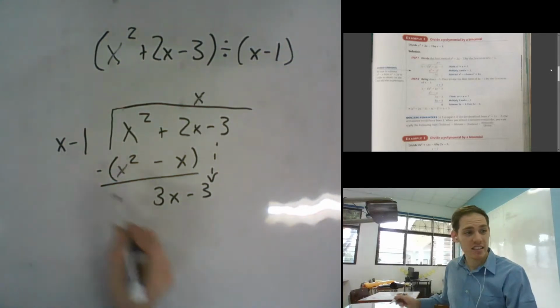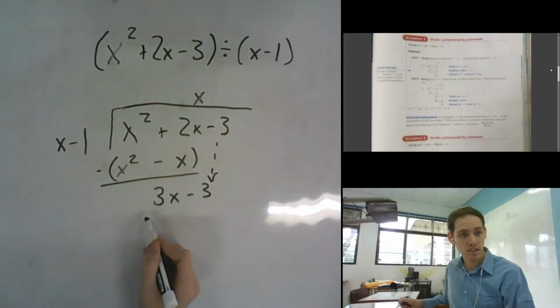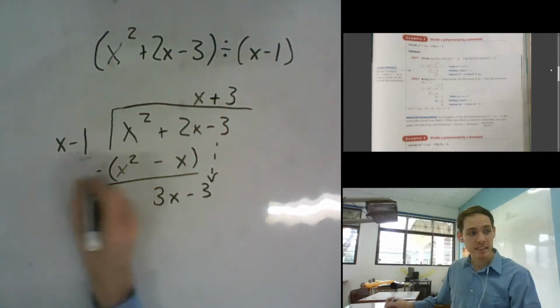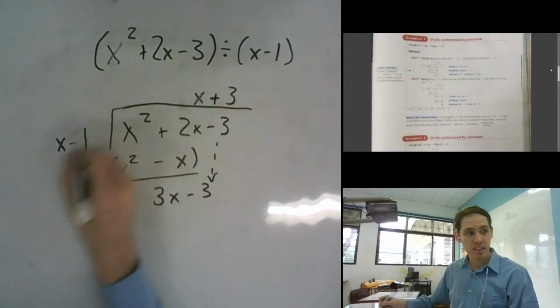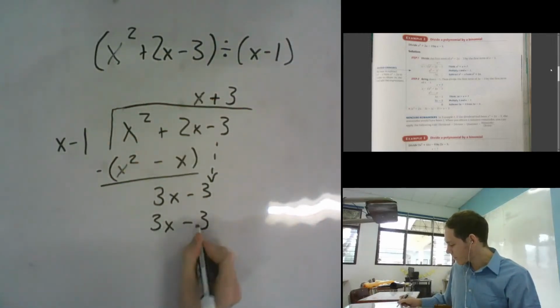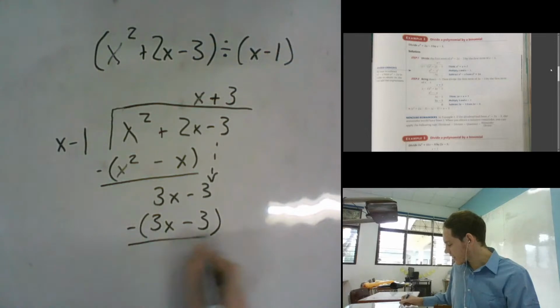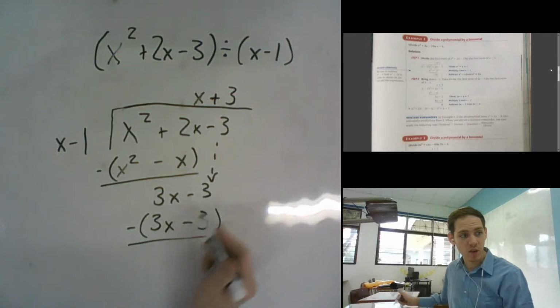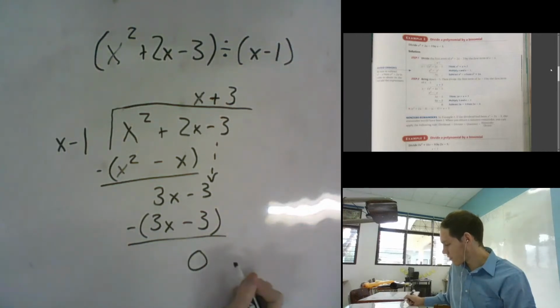How many times does x go into 3x? Well, it goes in 3 times. So we're going to plus a 3 right here. 3 times this. 3 times this. 3 times x is 3x. 3 times negative 1 is negative 3. Now we're going to subtract it again. Okay? Subtract. 3x minus 3x, 0. Negative 3 minus negative 3 is 0.